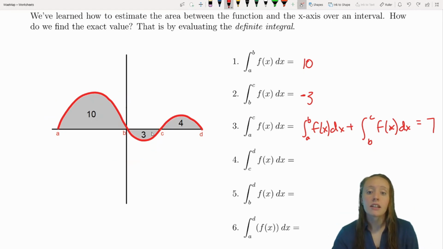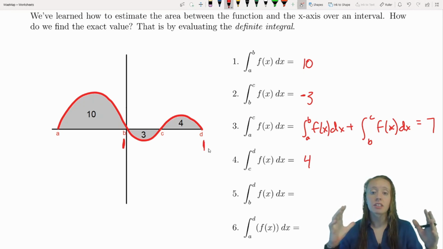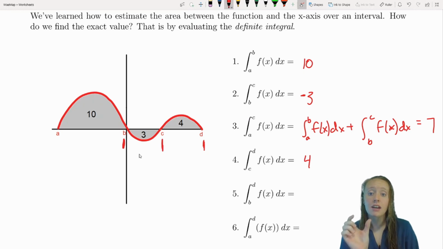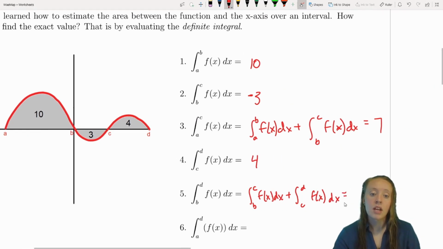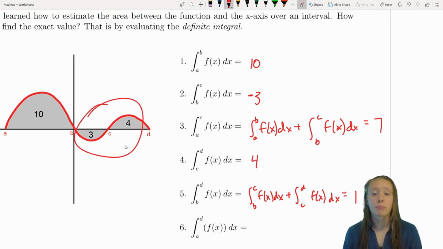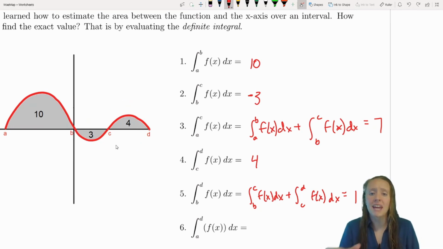Now looking at from C to D, we have nicely labeled for us as 4. Now going from B to D, that's from this point B all the way to the point D in the x, that's going to be our integral from B to C plus our integral from C to D. So adding those together, that's going to be equal to negative 3 plus a positive 4, which is a positive 1. So that area, negative 3 plus 4, the total area would be a positive 1. And that was again integrating from B to D.